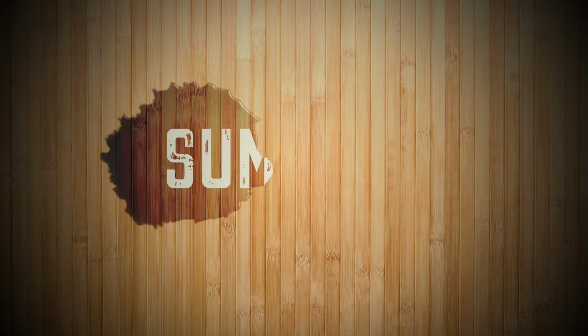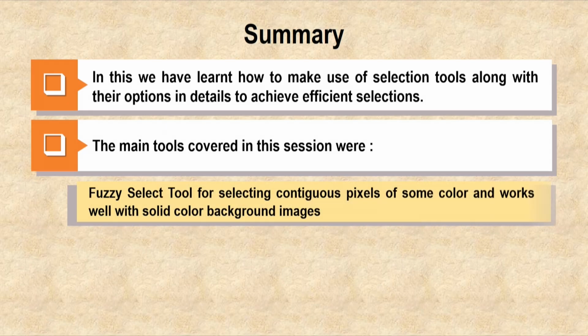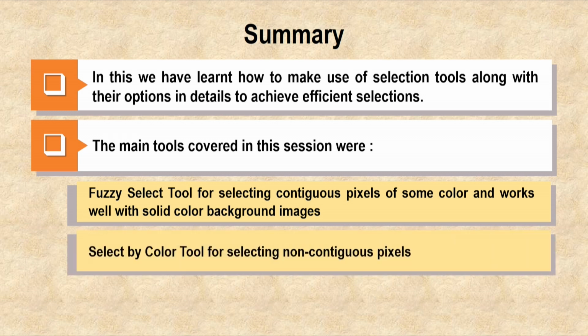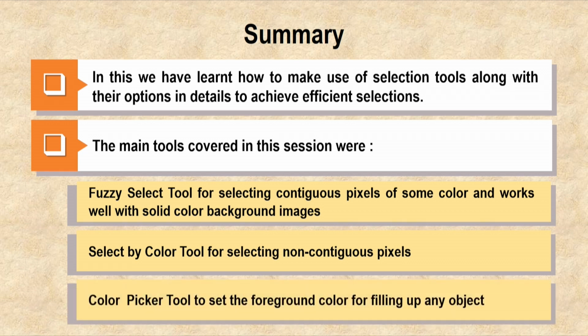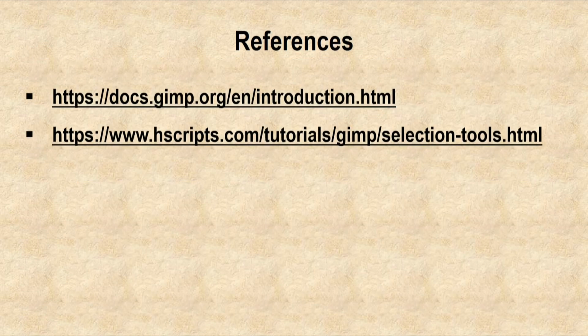So in this particular session, we have covered the selection tools like the fuzzy select tool, which can be used for selecting the contiguous pixels of some color, and it works with solid color background images. Select by color tool for selecting the non-contiguous color pixels, and the third tool that we have covered is the color picker tool to set the foreground color for filling up any particular object on the layer. So these are the references which can be followed by the learner in order to have an advanced idea about the different options and how these tools can be applied in order to edit the image and how they can go for different kinds of selections.